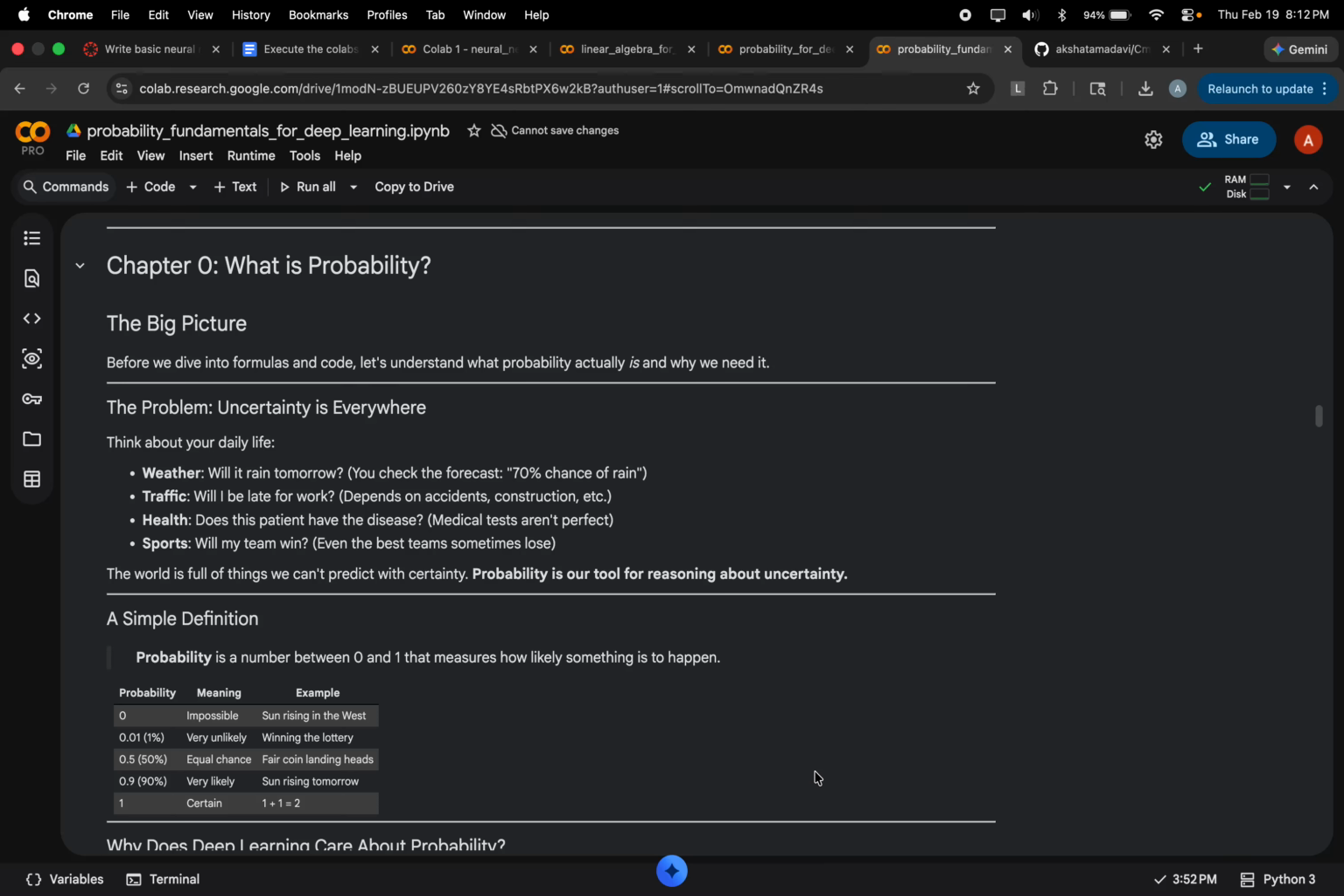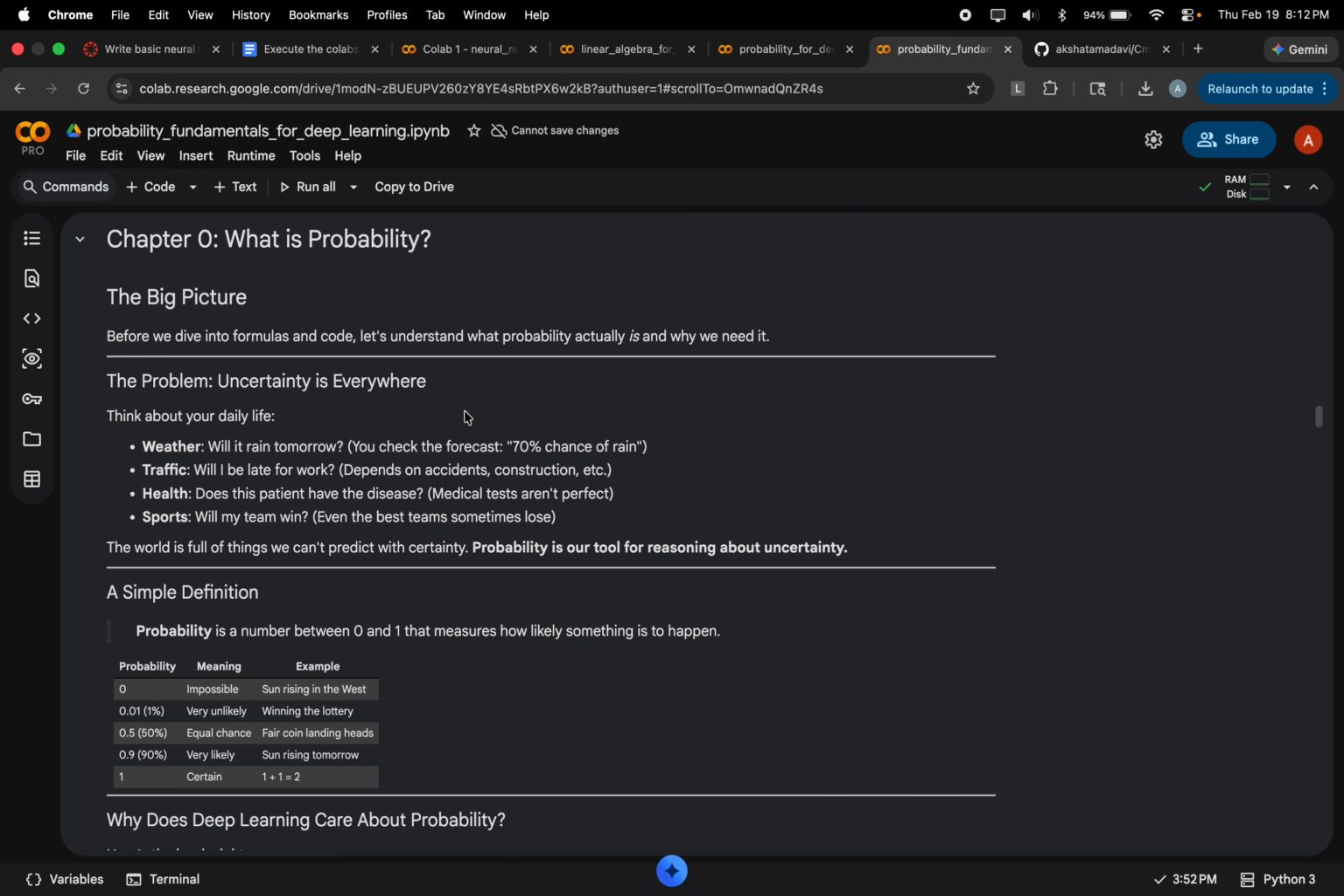Hello. So this is the demo for probability fundamentals for deep learning. So we'll start with the basics. What is probability and why it is needed.